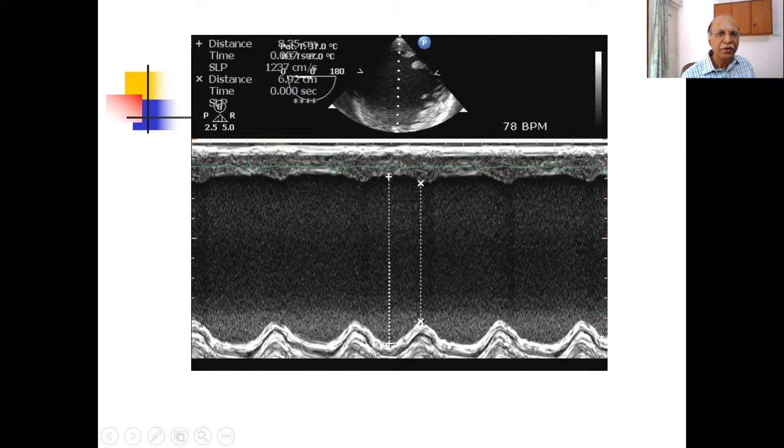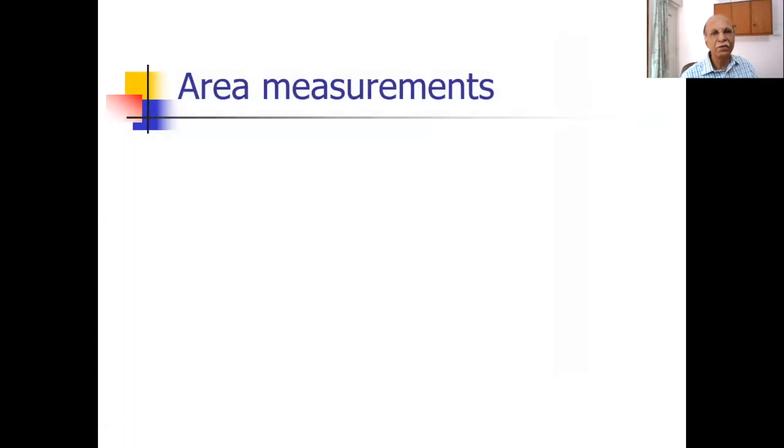But however, if the lateral wall and the inferior wall, lateral wall and the septum is abnormal, then you cannot accurately detect the systolic dysfunction. Let's move on to the area measurements.